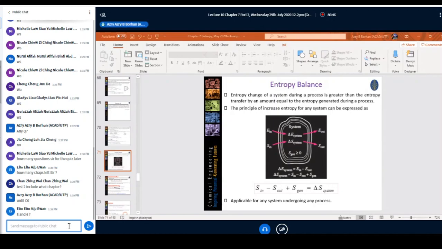Okay, how many chapters are left? Only 2 chapters left for this semester. One is on the Rankine cycle, and the other one is on the Brayton cycle. That's all. Both we can finish within 3 hours.